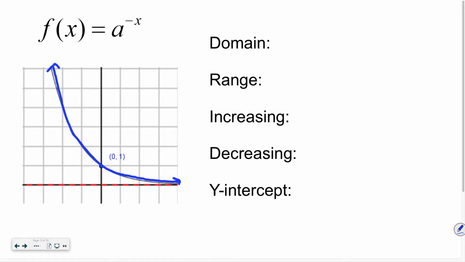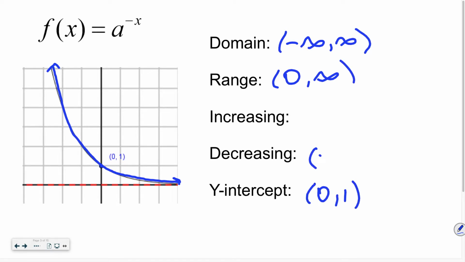I guess we can talk about this. Everything's going to stay the same, except we're going to decrease instead of increase.